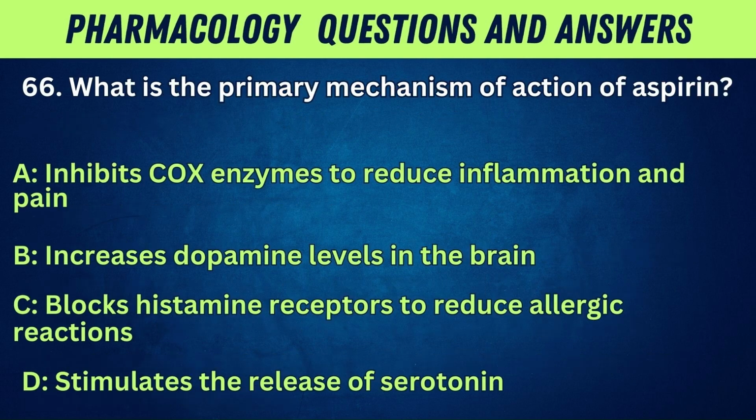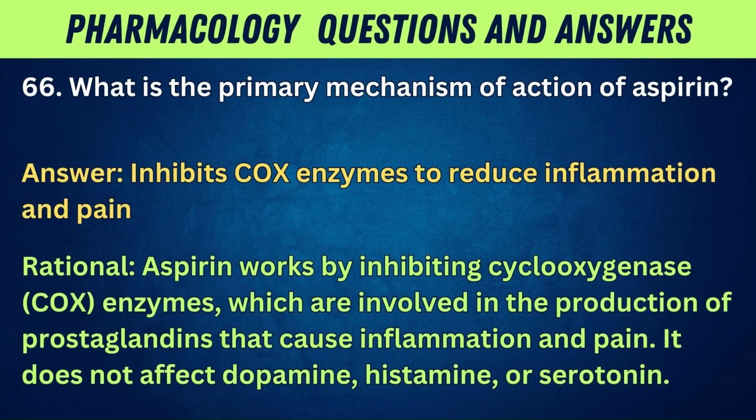66. What is the primary mechanism of action of aspirin? A. Inhibits COX enzymes to reduce inflammation and pain. B. Increases dopamine levels in the brain. C. Blocks histamine receptors to reduce allergic reactions. D. Stimulates the release of serotonin. Answer: Inhibits COX enzymes to reduce inflammation and pain. Rationale: Aspirin works by inhibiting cyclooxygenase, COX, enzymes, which are involved in the production of prostaglandins that cause inflammation and pain. It does not affect dopamine, histamine, or serotonin.